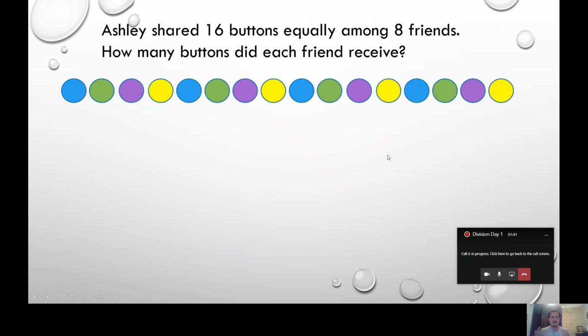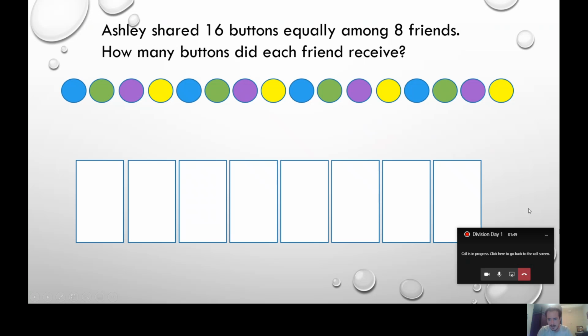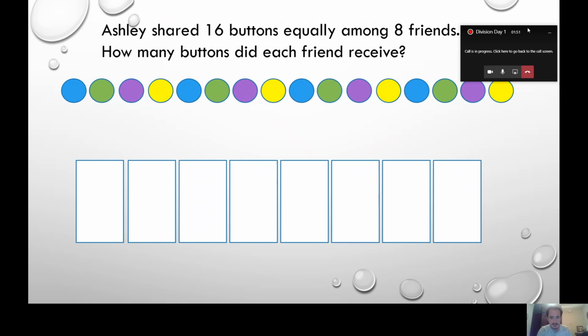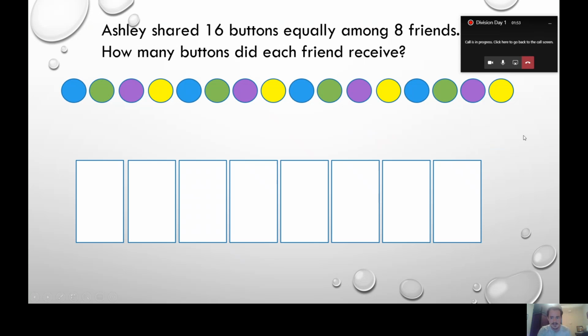She's going to share 16 buttons equally among 8 friends. So there are 8 people that are going to get some of those buttons. So I'm going to draw 8 boxes to show my 8 people. Each of these boxes is going to be one of her friends. So I have friend 1, friend 2, friend 3, friend 4, friend 5, friend 6, friend 7, and friend 8.